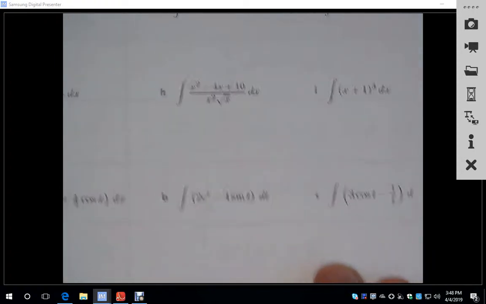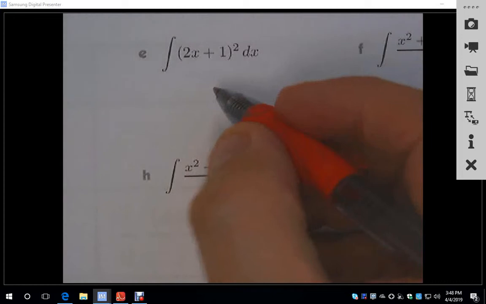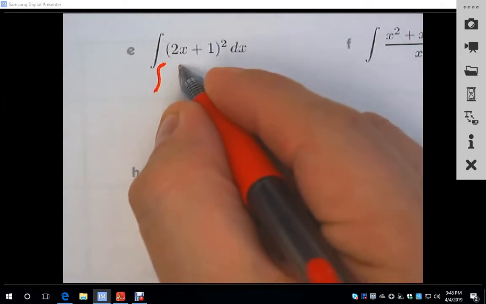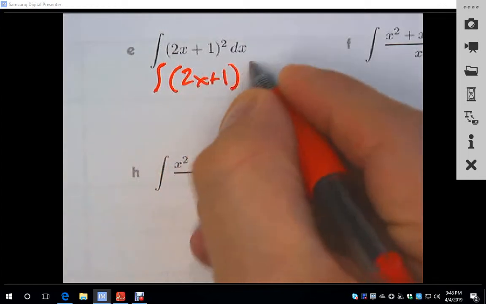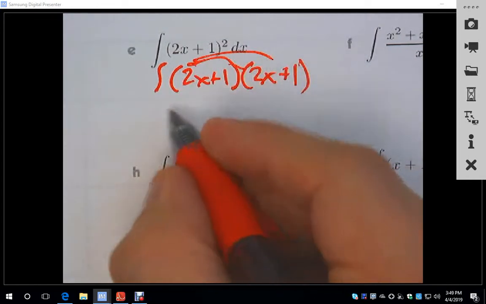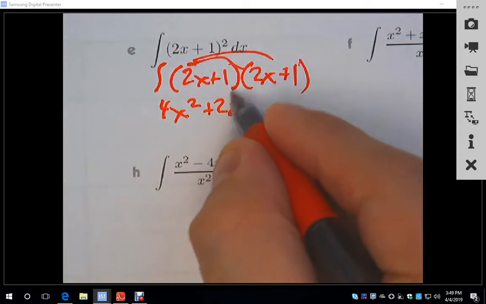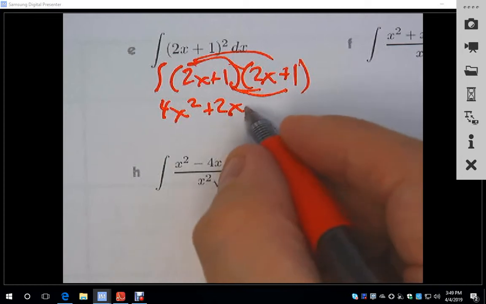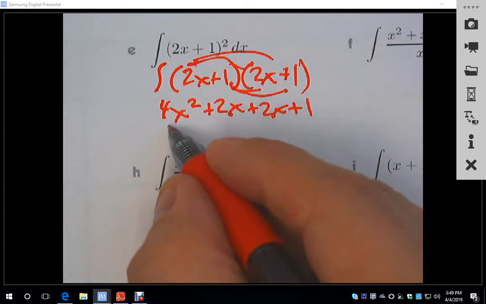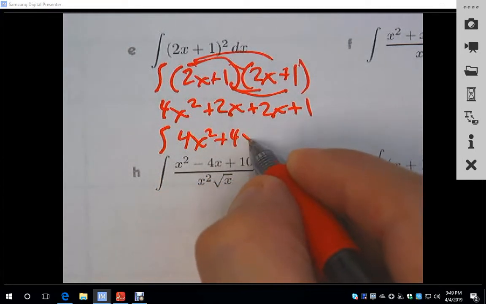I'm going to do e. I'm going to just expand this. I have the integral of 2x plus 1 times 2x plus 1. And we're going to distribute. That's going to give me 4x squared plus 2x. Distribute here and here. That's going to give us plus 2x plus 1. Combine my like terms, so I have the integral of 4x squared plus 4x plus 1.